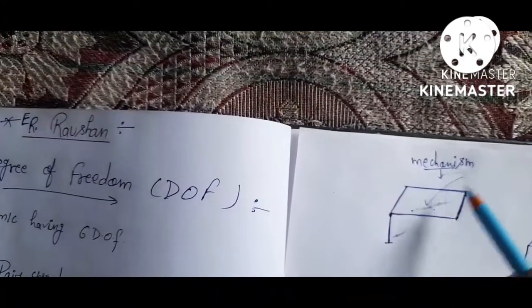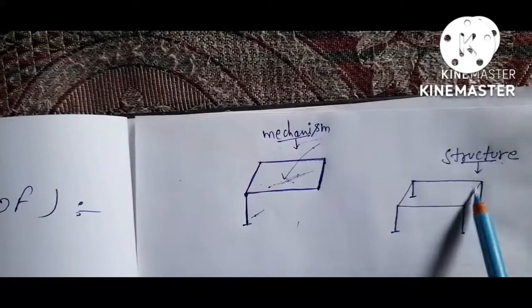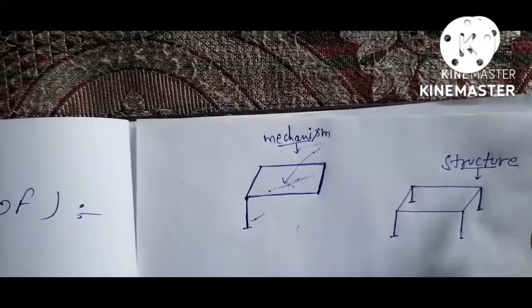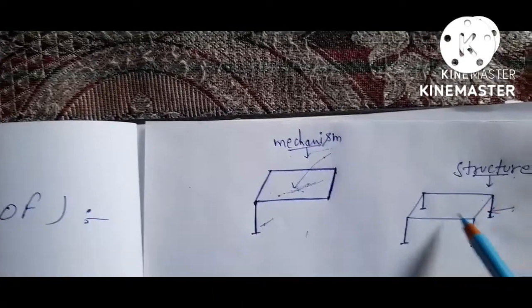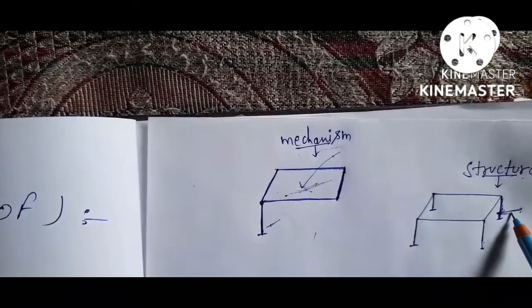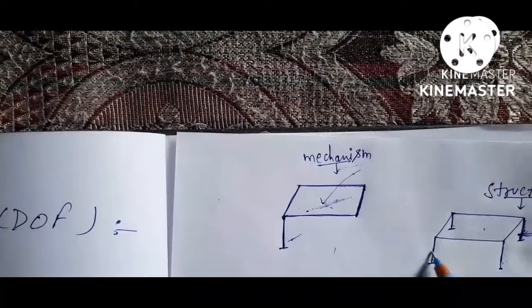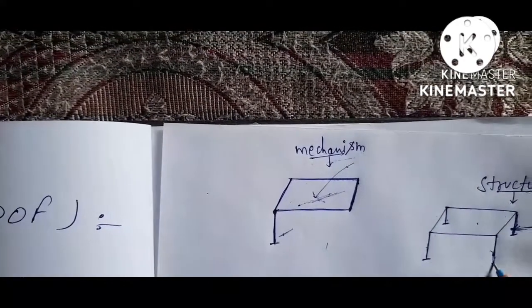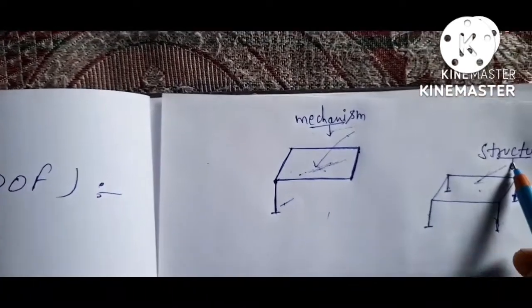Okay, that is a simple example of a mechanism. Now a structure: this table has 4 elements, 4 legs, so this is stable. If you remove any leg, then it will become unstable. Let us take a simple example. If you remove this leg, then it will be unstable. So it has 4 legs, that means a sufficient number of elements. So it will be an example of a structure.